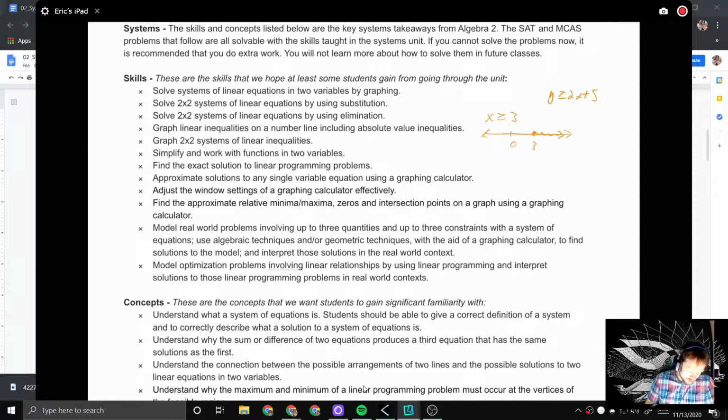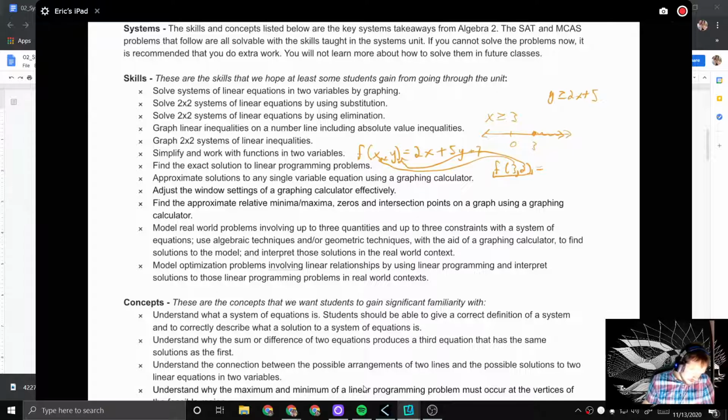Simplify and work with functions in two variables. Functions in two variables, things like this, f of x comma y, 2x plus 5, y plus 7. If you have a function written like this and you have f of 3 comma 2, what you do is you plug the 3 in for the x, the 2 in for the y, and simplify to get your value of the function in two variables.